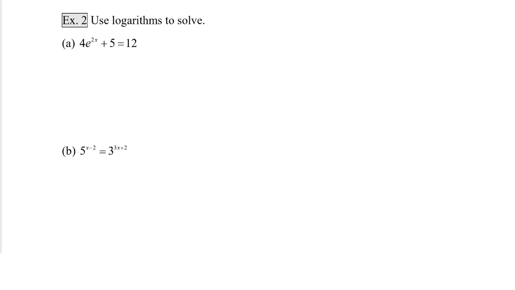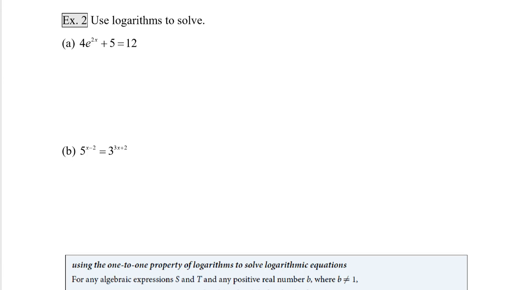So that was one way we can use to solve exponential equations. But sometimes you can't rewrite both sides with the same base, and we have to use logarithms to get the variable out of the exponent. So for example 2, we're going to use logarithms to solve. In A, we've got 4e to the 2x plus 5 is equal to 12. So the first thing I have to do is isolate the exponent. So I'll subtract 5. So I got 4e to the 2x is equal to 7.